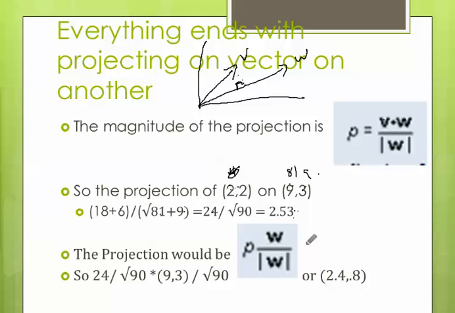Okay? So if we use this, we take 24 over the square root of 90 times 9, and 24 over the square root of 90 times 3, we'll get 2.4 and 0.8. That's going to be the vector right there. 2.4, 0.8. That's how you can find that. That's the projection of this v vector on the w vector. That's how that is done.